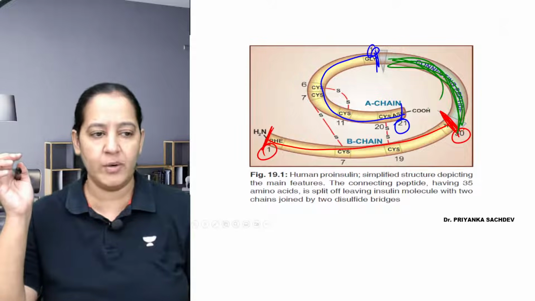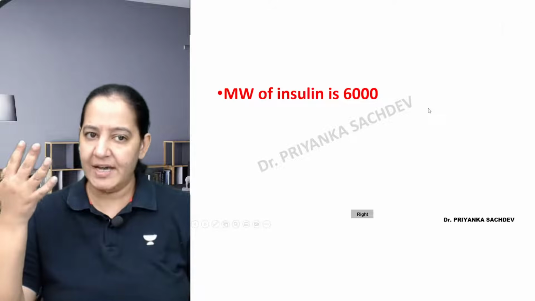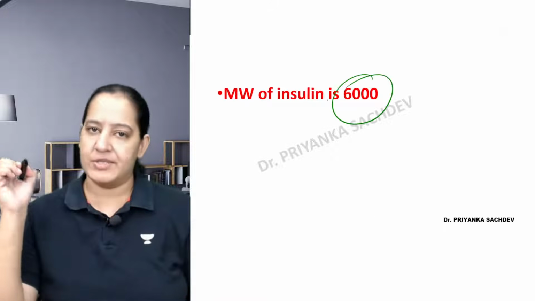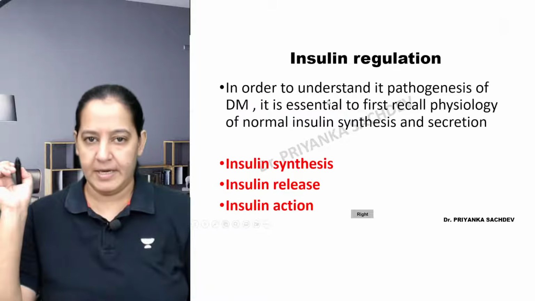Sachin, you got it? Yogita, Usama, you got it? Right? So can I proceed ahead? The molecular weight of insulin is 6,000. You have to learn that. Right? Now, okay, let me proceed ahead.